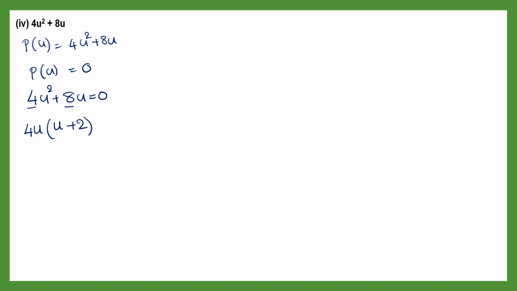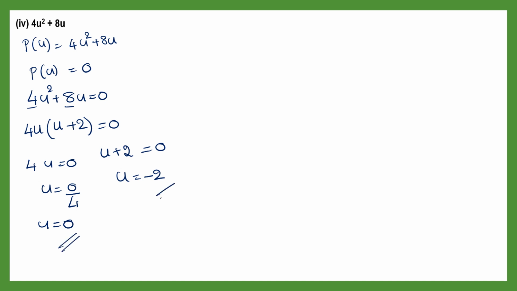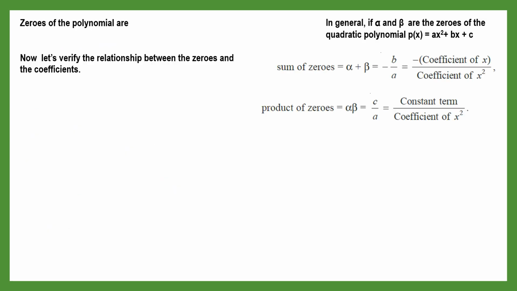4 2s are 8, equal to 0. 4u is equal to 0, that means u is equal to 0 by 4, u is equal to 0. Next term, u plus 2 is equal to 0, that means u is equal to minus 2. Now you got the zeros of the polynomial. You got two zeros, one is 0, another is minus 2. So the first part of the question is finished. The zeros of the polynomial are alpha is equal to 0, beta is equal to minus 2.